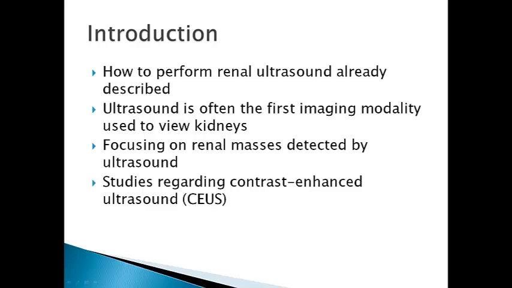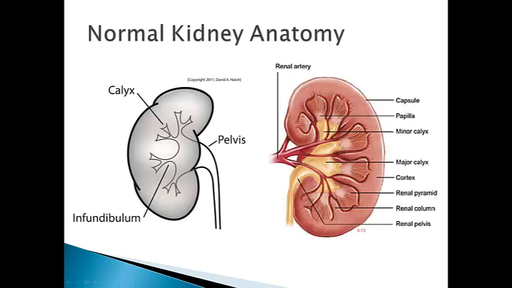So the other thing with that in mind, and since this is an ultrasound lecture, I'm going to focus on masses which can be detected by ultrasound and then can be differentiated as well. There's a lot of renal masses I'm not going to talk about today. And then the last thing I'm going to talk about is studies which use contrast enhanced ultrasound to look at renal masses and differentiate between some important different masses. So it's a little outline of where we're going to be going.